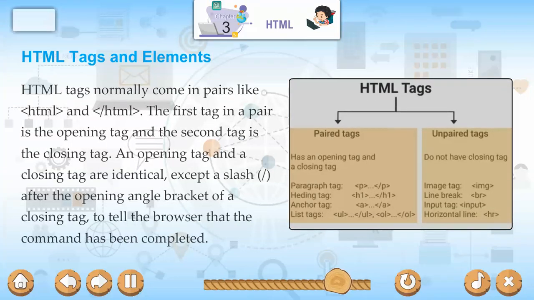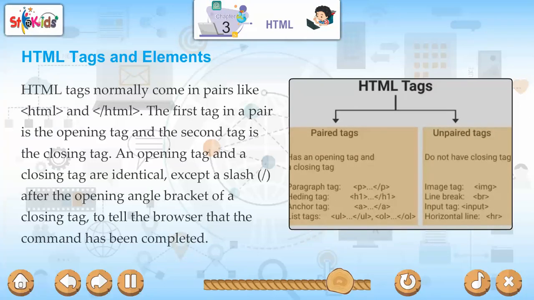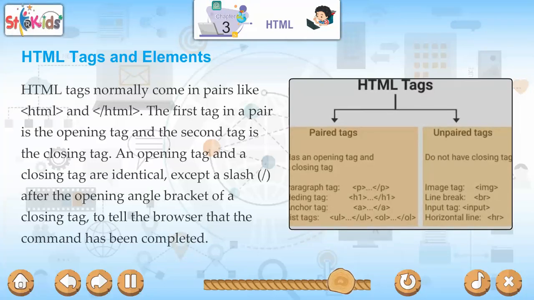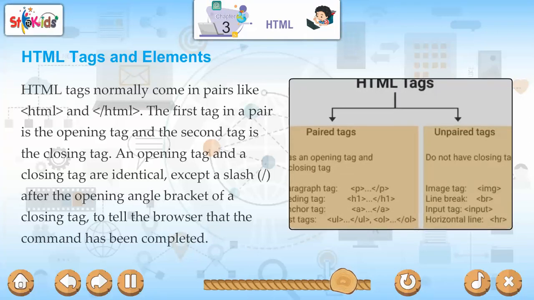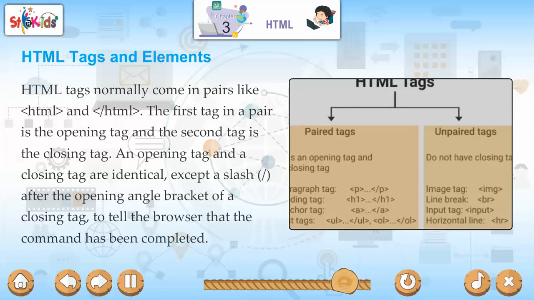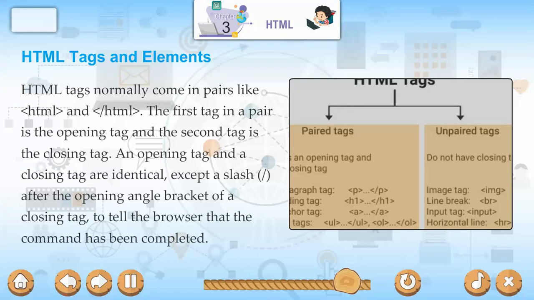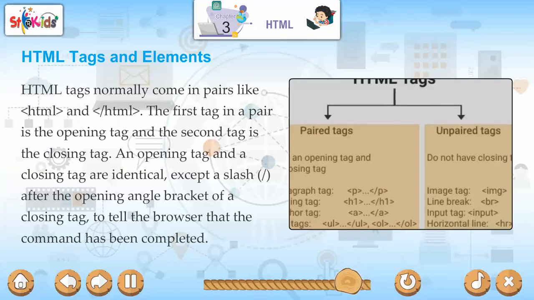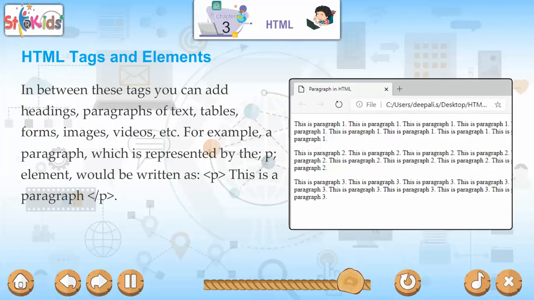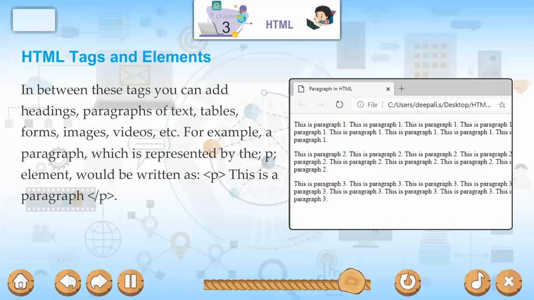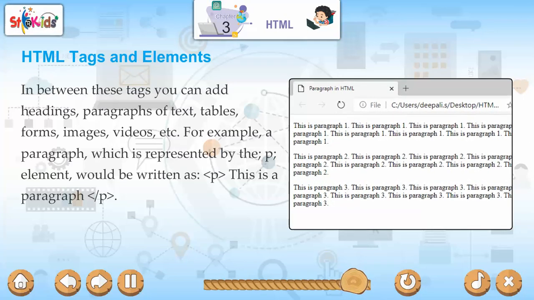HTML tags normally come in pairs like <html> along with </html>. The first tag in a pair is the opening tag and the second tag is the closing tag. An opening tag and a closing tag are identical except for a slash after the opening angle bracket of a closing tag to tell the browser that the command has been completed. In between these tags, you can add headings, paragraphs of text, tables, forms, images, videos, etc.